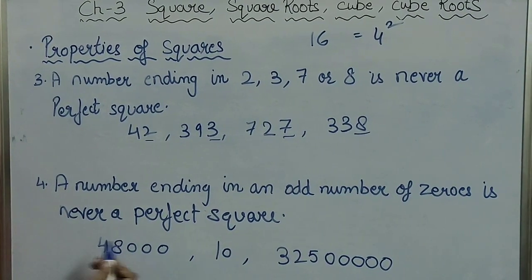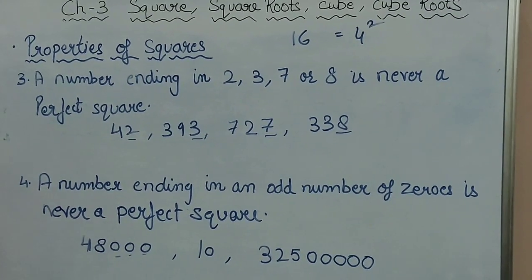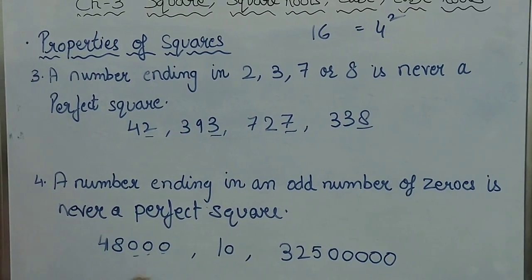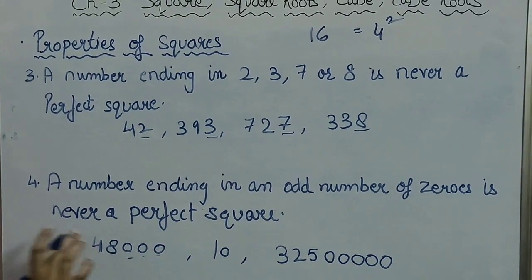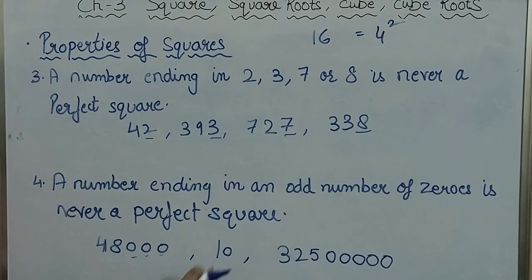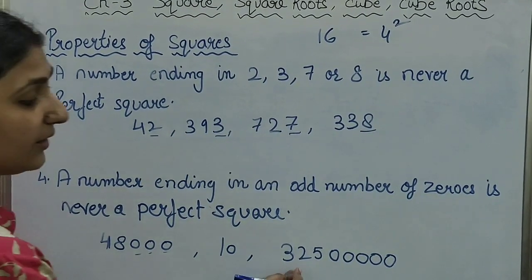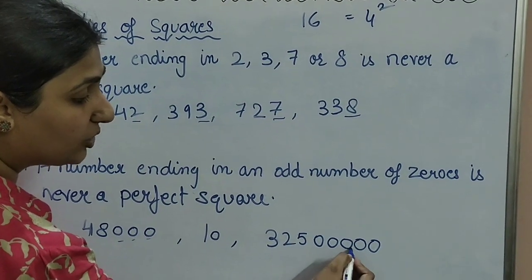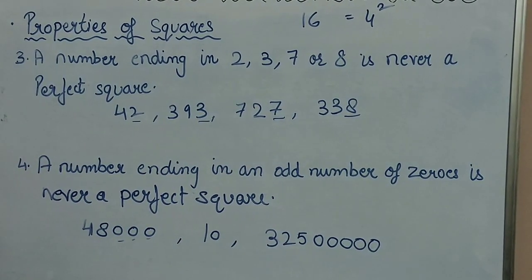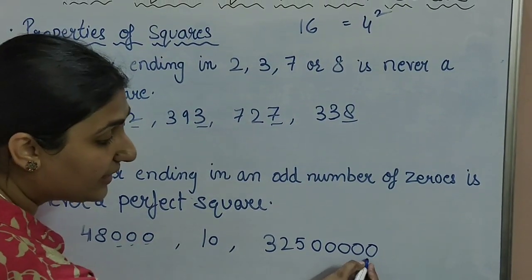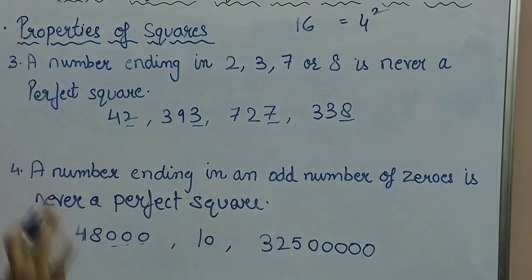First example is 48,000. Now you can see the number of zeros is 3 and that is odd. That means 48,000 is not a perfect square. Same, the 1 0 in 10, that means 10 is not a perfect square. Now you can see 1, 2, 3, 4, 5. 5 zeros are there in this number, then it is also not a perfect square.